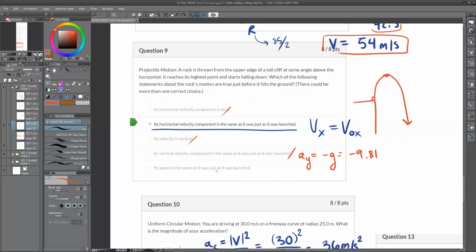Its speed is the same as it was just launched. That's not true. V0 is not the same thing as Vf. However, its horizontal velocity component is the same as it was just launched is true. Vx final, or whatever, at any point is always going to be V0x, because acceleration in a parabolic projectile motion problem is always 0. So this is going to be constant no matter what. So this is true.